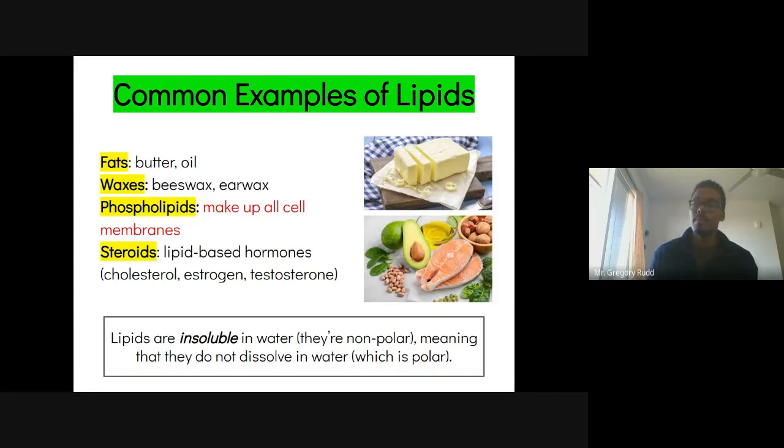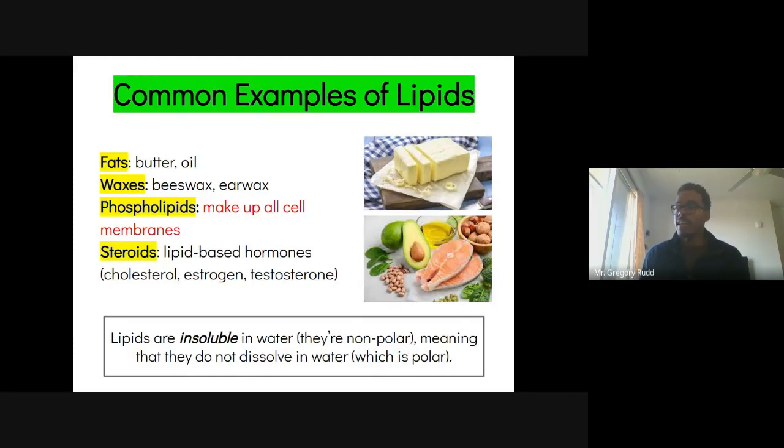But we can get lipids in a lot of our food sources. Nuts are a good source of fats, healthy fats. Avocados are a good source of healthy fats. Olive oil is a healthier fat. A lot of meats will have fats as well. Butter is a not so healthy fat. So you want to limit the amount of butter that you're intaking.